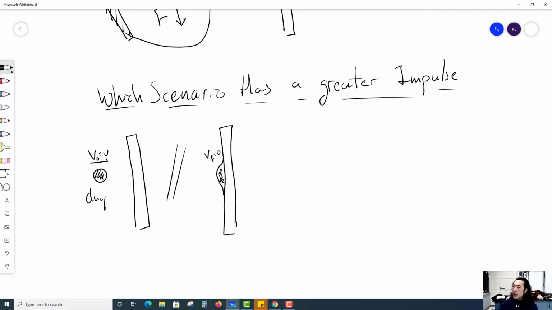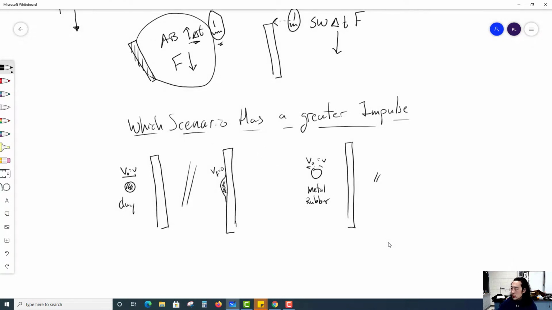Now a different scenario. It'll be the same kind of thing, except it's not a clay ball. Let's say it's a metal sphere or a bouncy ball, metal or rubber, anything that can bounce. It's moving forward with a velocity of v, and then it collides into this wall. After it collides with the wall, it bounces back. Initially it was going to the right, and after the collision, it bounces backwards. Vf is equal to negative v.